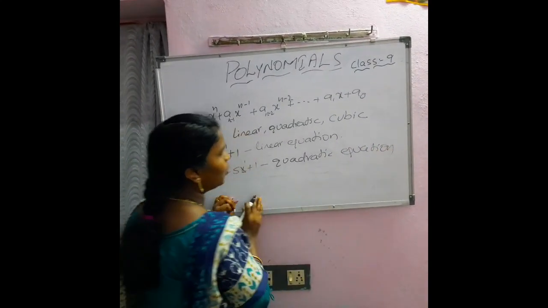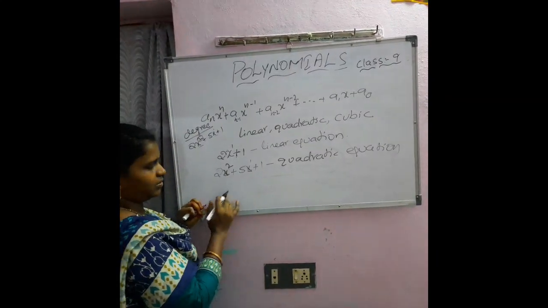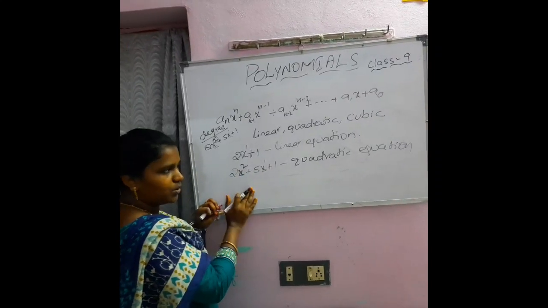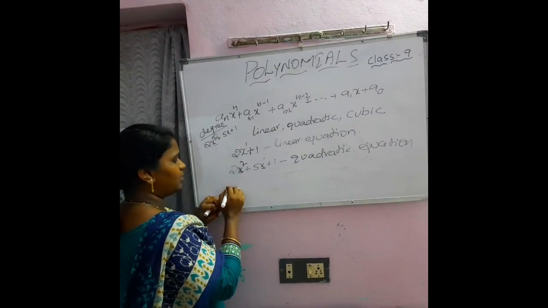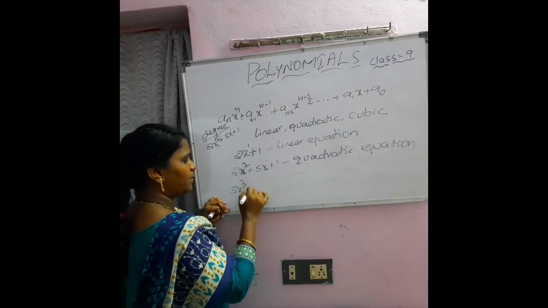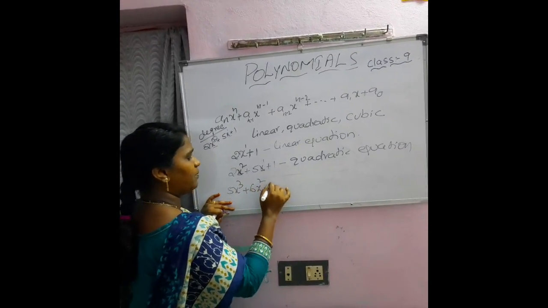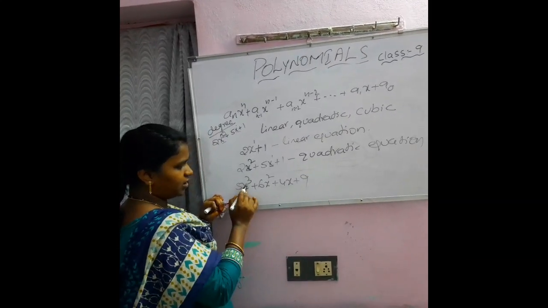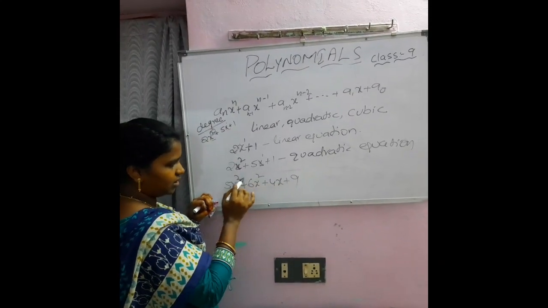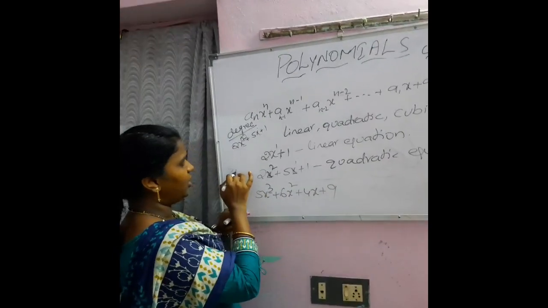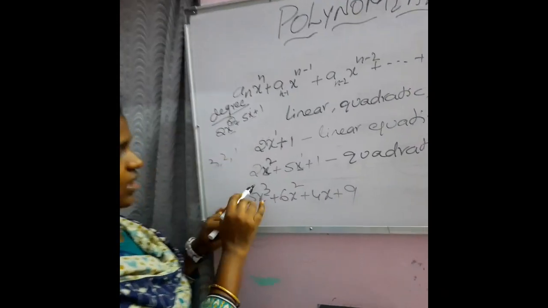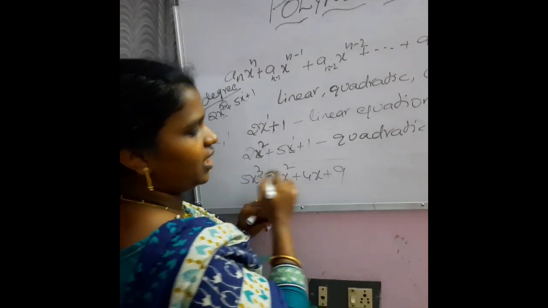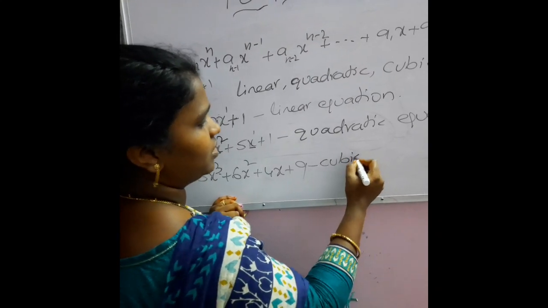And the next one is the cubic equation. Cube means 3. That means the degree of the polynomial or expression should be 3. That means 5x cube plus 6x square plus 4x plus 9. If you observe here, the highest degree in the term is 3. We are having 3, 2, 1 as degrees, whereas the highest is 3. So the degree is 3. It is called a cubic equation.